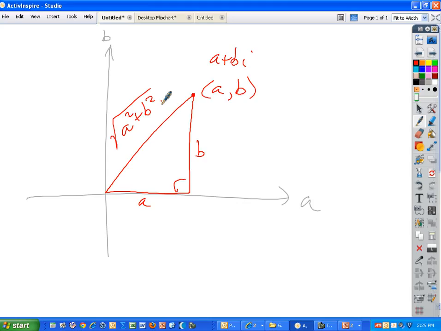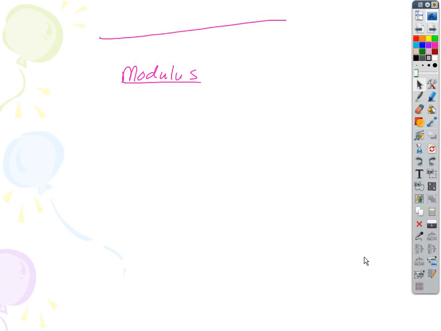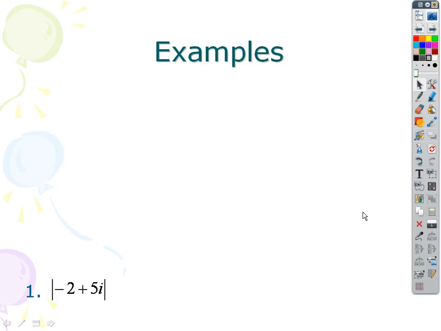There it is. If I want to find the modulus of negative 2 plus 5i, it's just the square root of negative 2 squared plus 5 squared. What's negative 2 squared? 4. What's 5 squared? 25. 4 plus 25 is 29. Square root of 29. That's it. Okay. Make sense? All right.